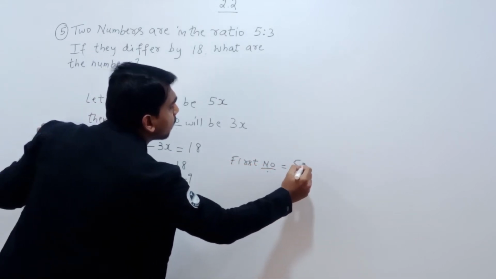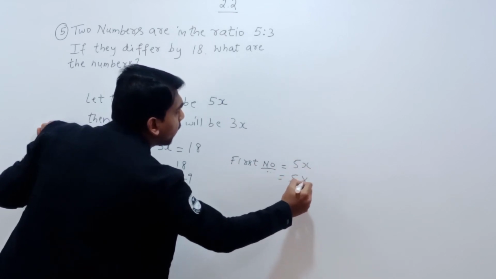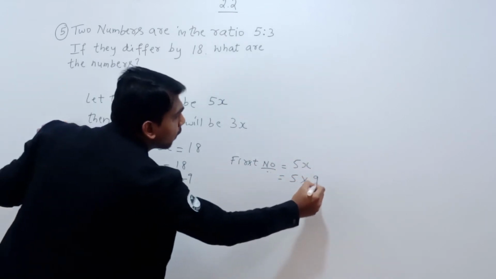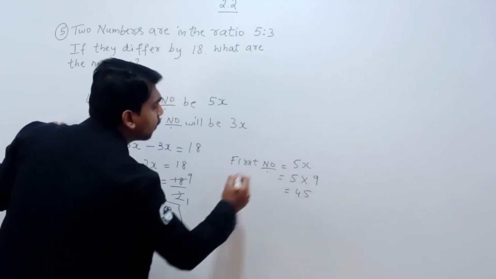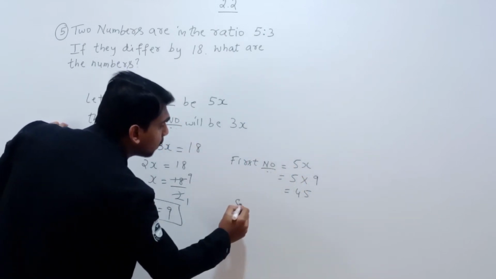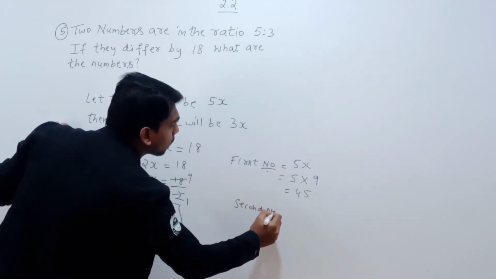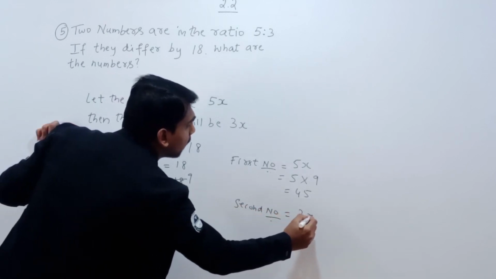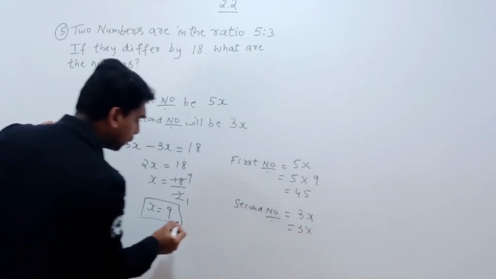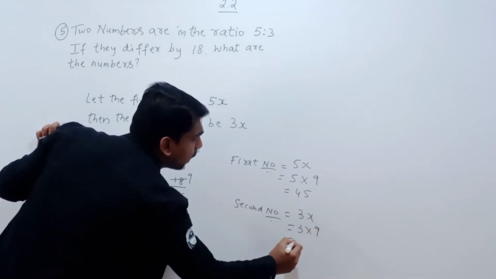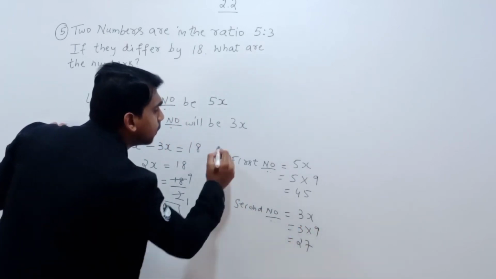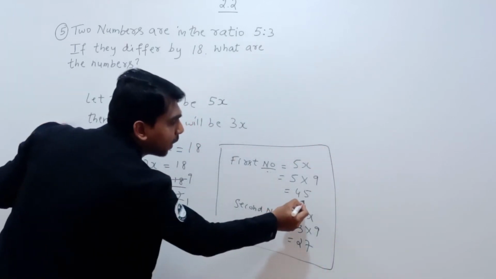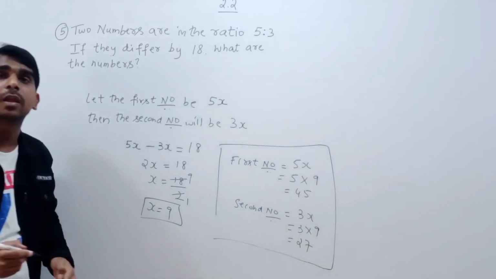So, first number we have taken as 5x. 5 into x value is 9. 5 nines are 45. Now, second number is 3x. 3 into x value is 9. 3 nines are 27. Therefore, the two numbers are 45 and 27.